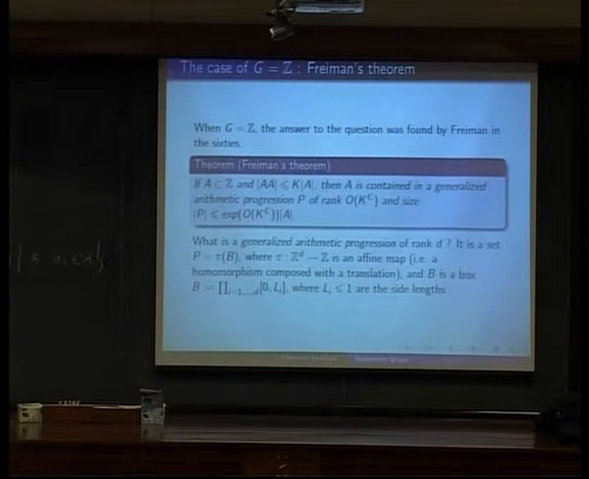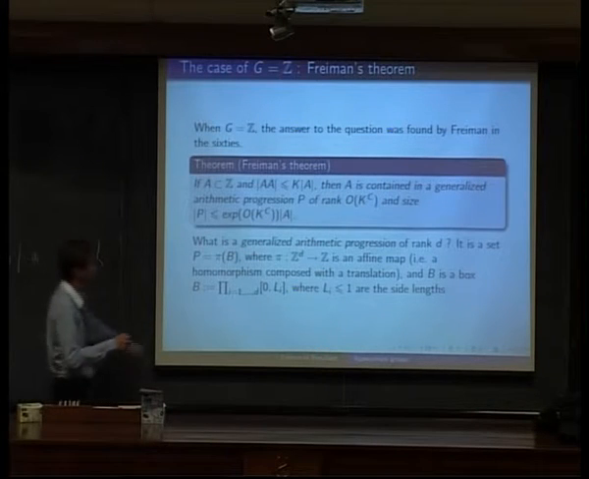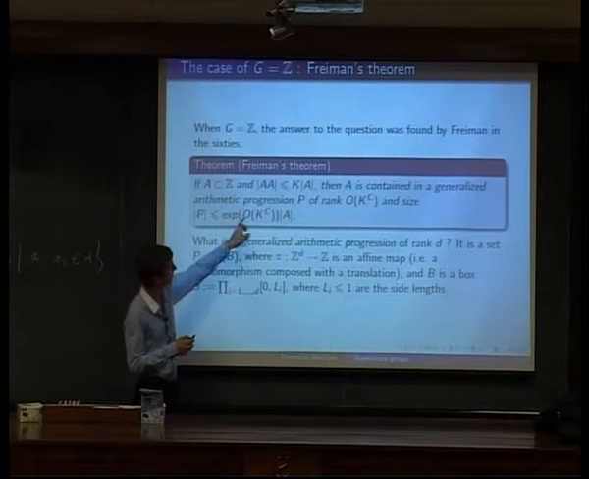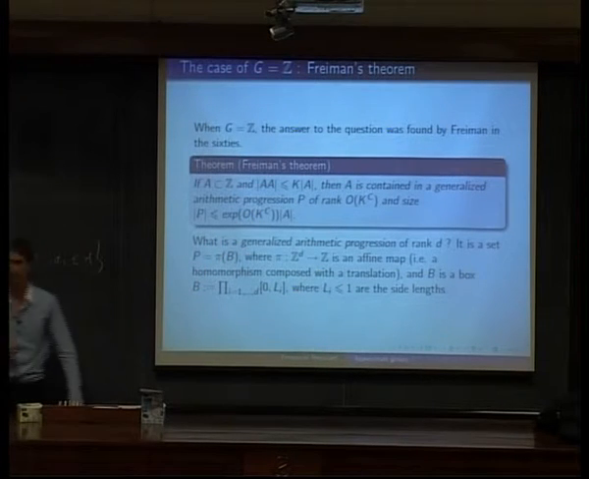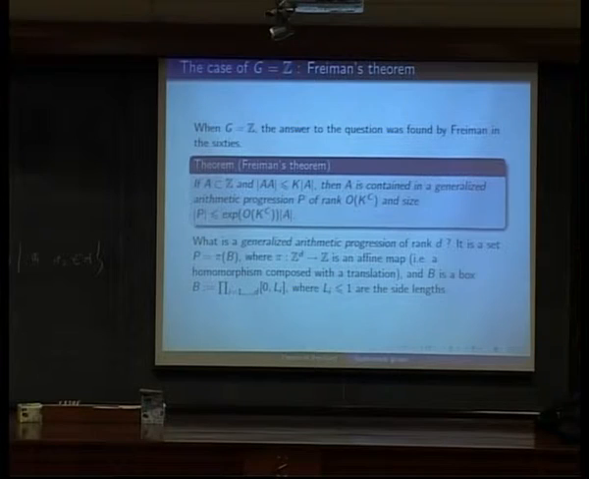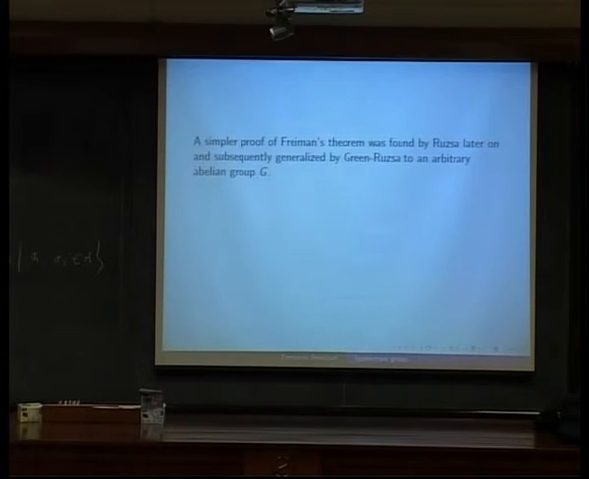And these constants are, in fact, for applications, very important. So for example, it's an important conjecture in combinatorics that this constant here should be brought down to a polynomial constant of K. Okay, so this is Freiman's theorem.